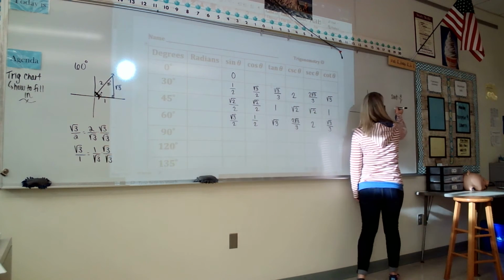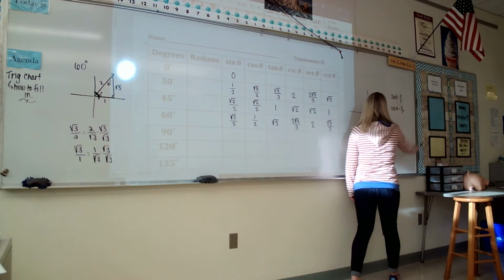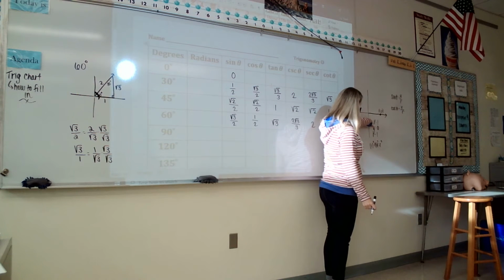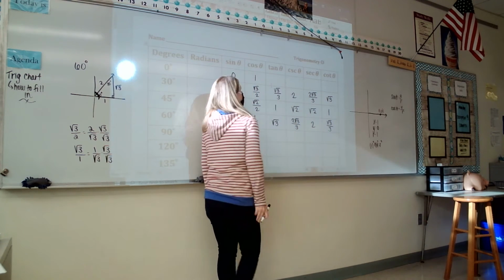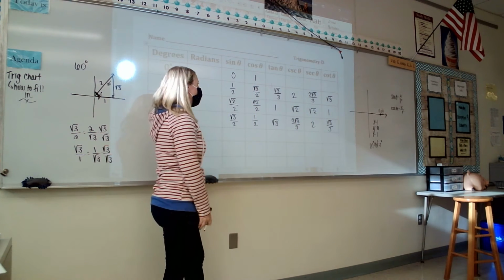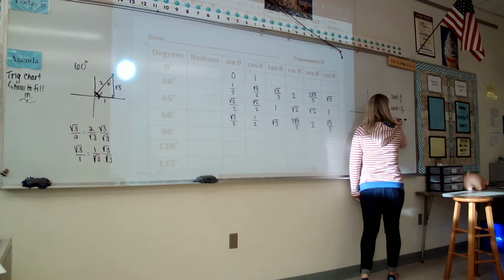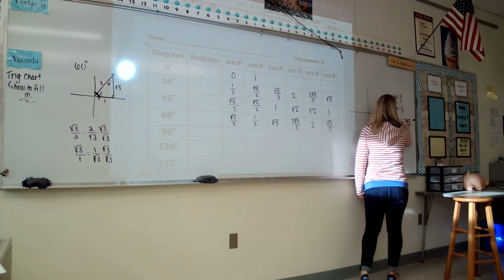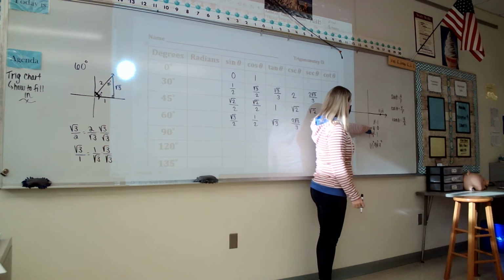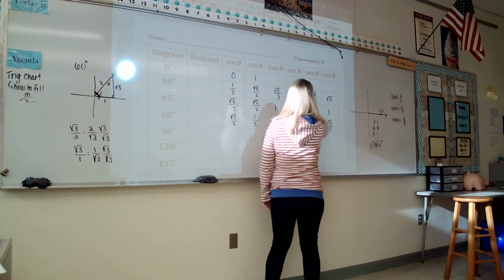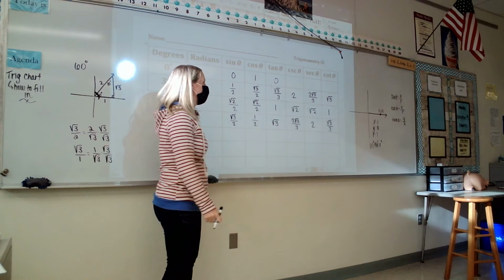Cosine is x over r. So just think about x is 1, r is 1, 1 over 1 is 1. So these aren't bad to fill in because the numbers aren't terrible. Tangent is y over x. So what would that be? 0 over 1, so that's 0.